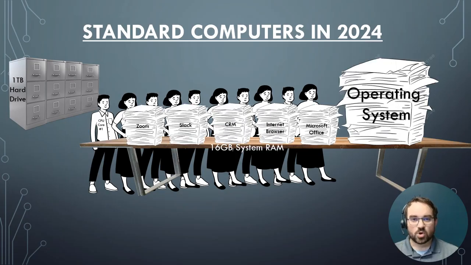So when you have all your programs open on your computer, it looks something like this. A lot of people don't realize that the operating system, whether it's Mac OS or it's Windows, actually takes a decent amount of RAM or table space, right? And then we have Microsoft Office, Internet Browser, CRM, Slack, so on and so forth.